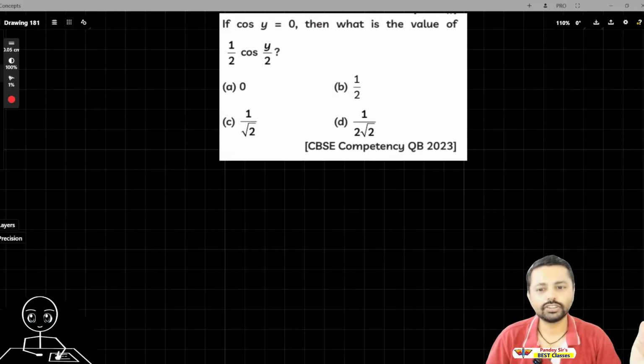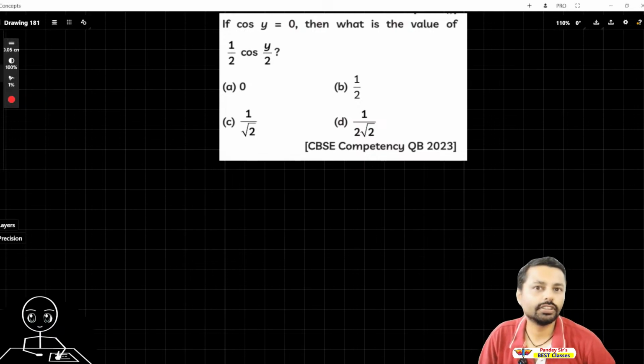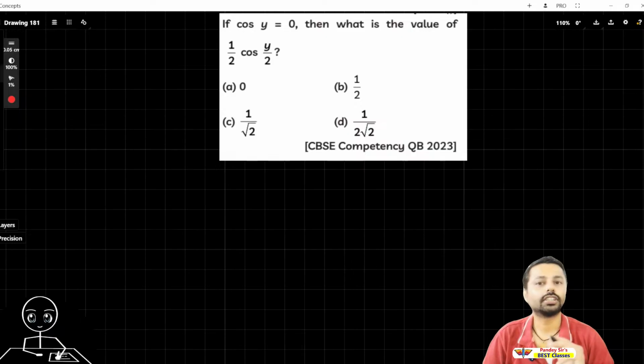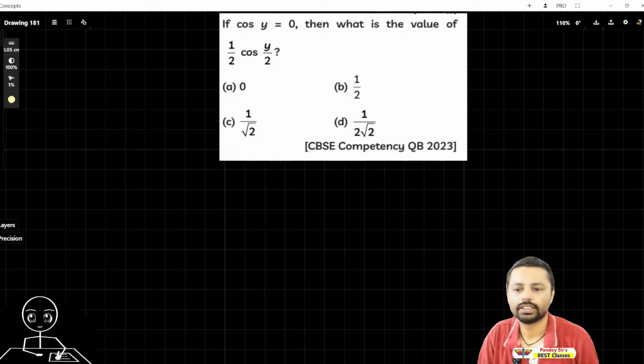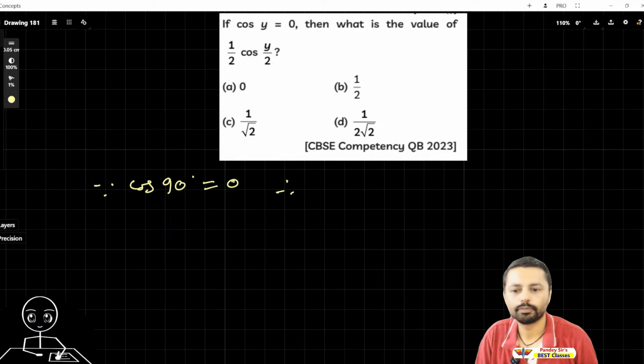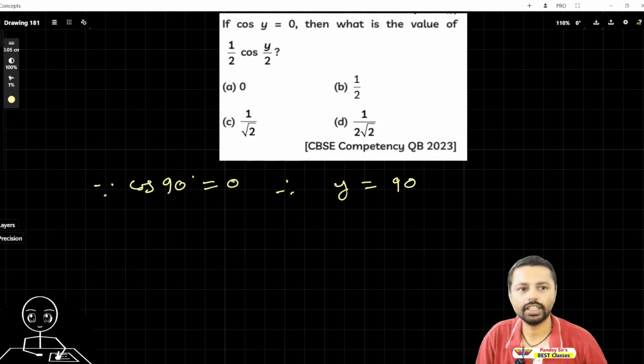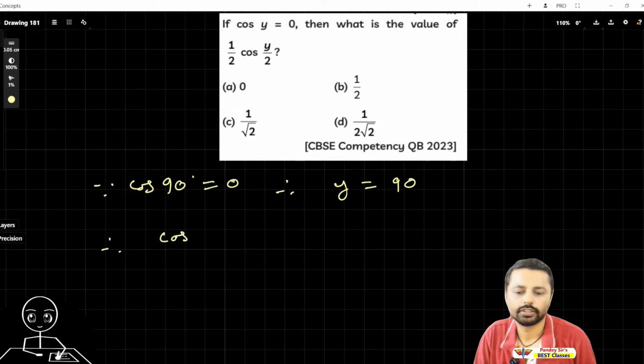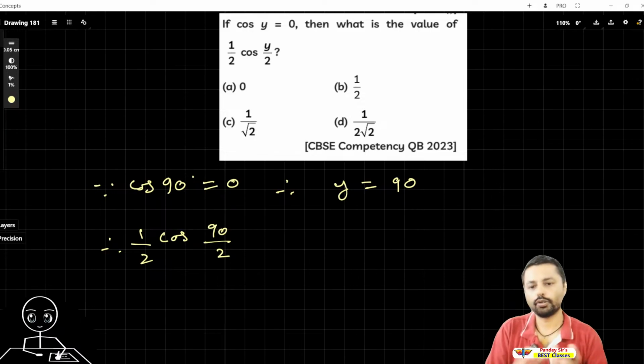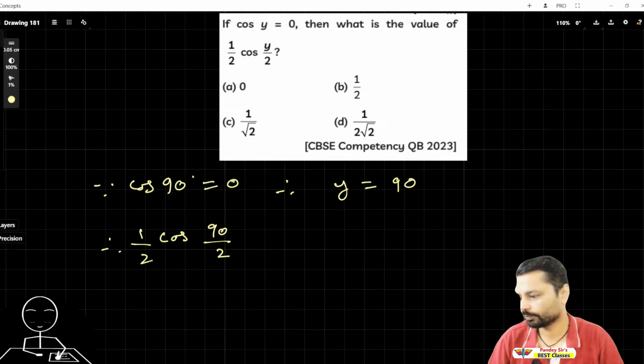It's not that hard once you understand one important thing. You know, when cos is 0, cos 90 is 0. So since cos 90 equal to 0, therefore theta or y equal to 90. Okay, now we have to find 1 by 2 cos y by 2. So simply that will be 1 by 2 cos 90 by 2. Now do from here. Let's see who can solve it first.